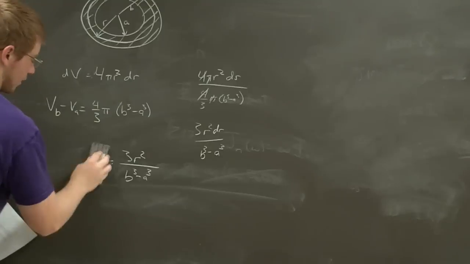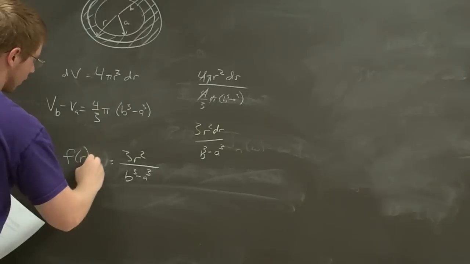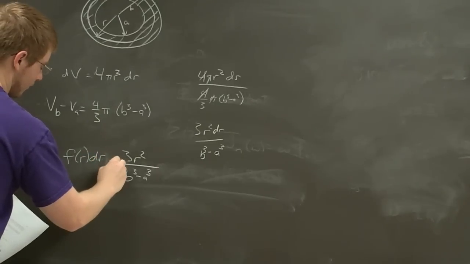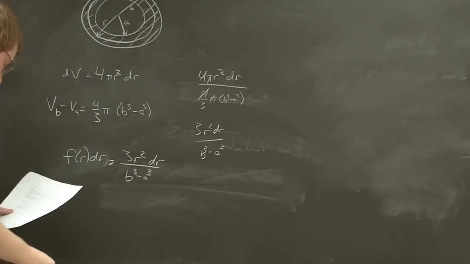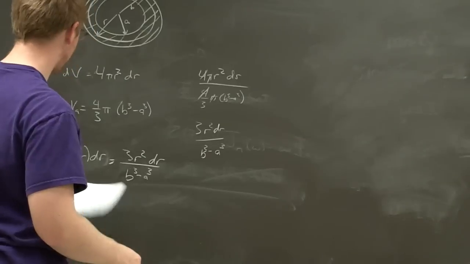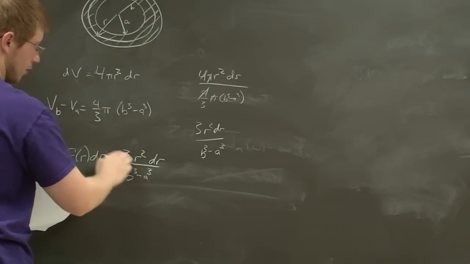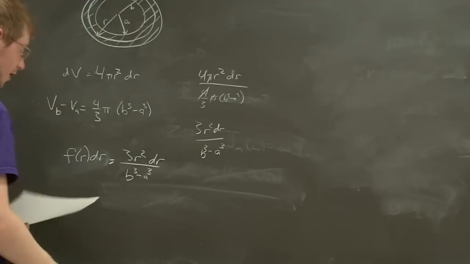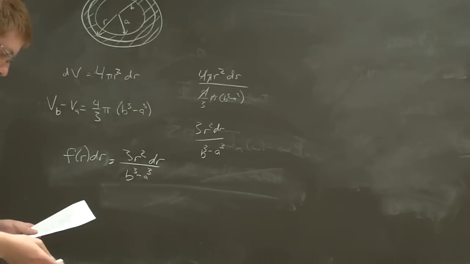Let me write this as saying the probability of finding something inside dr, so f of r dr, is equal to this. So the problem asked is show that f of r is equal to 3r squared over b cubed minus a cubed. So dividing by dr on both sides gives you that.